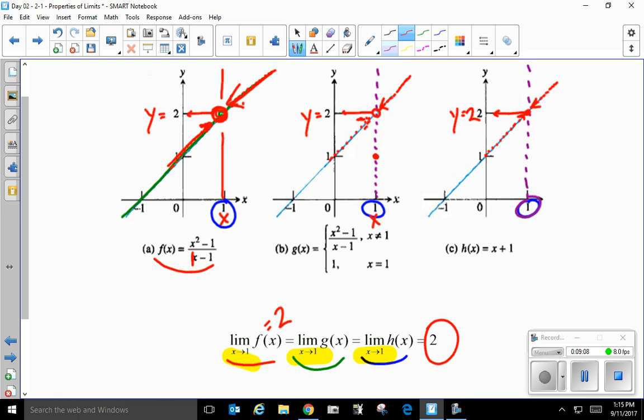Given those 3 situations, there's a hole at x equals 1, there's a point somewhere else where x is equal to 1, and here you actually have the value at x equals 1 of 2. All 3 lines approach the same thing. As you get closer and closer to x equals 1, it looks like y is 2. Okay?